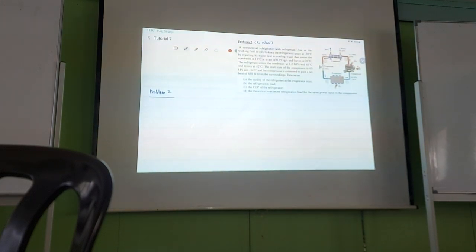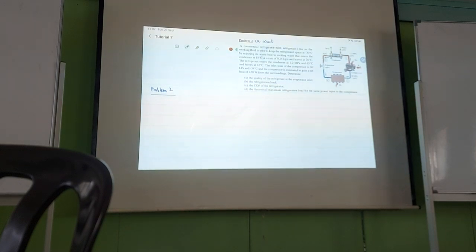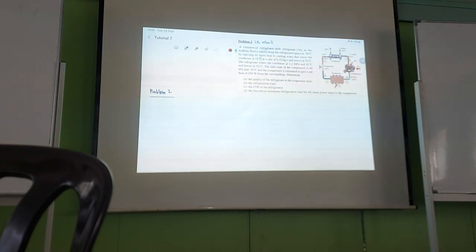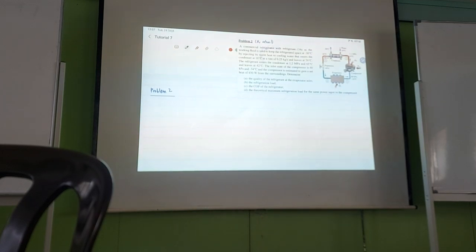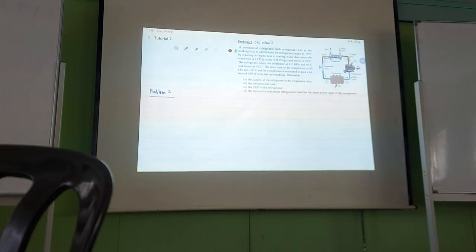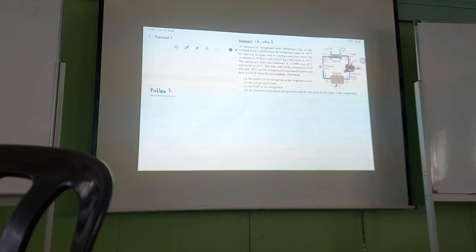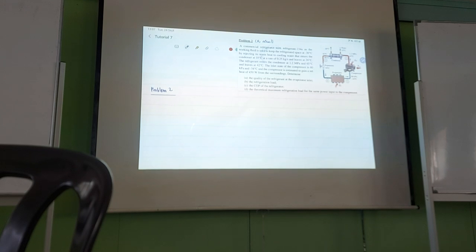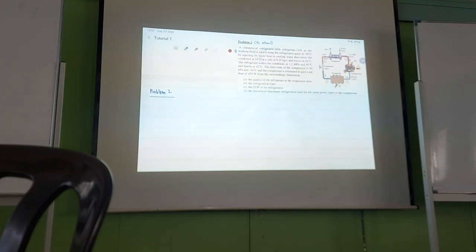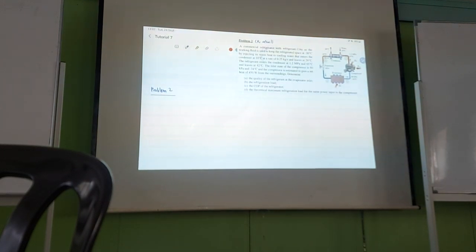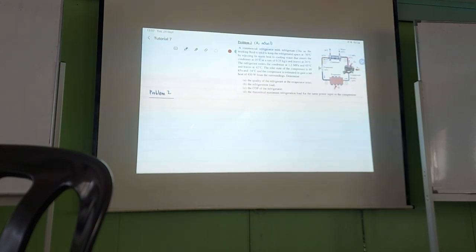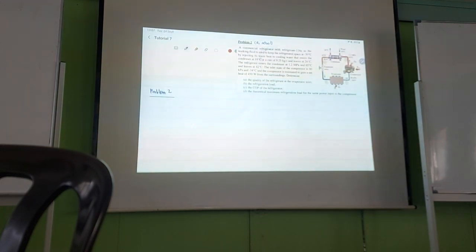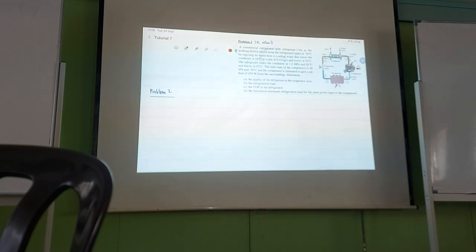Like this morning when we discussed the exam question, you will see that I did set state 3 to be ideal, but the other one is not. So what's important is that you must refer to the question and see what information is given to you. So here problem 2, a commercial refrigerator with R134a as the working fluid is used to keep the refrigerated space at negative 30 degrees Celsius by rejecting its waste heat to cooling water that enters the condenser at 18 degrees Celsius at a rate of 0.25 kg per second and leaves at 26 degrees Celsius.